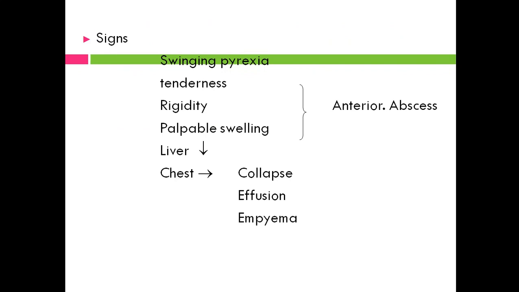The signs include running fever, swinging temperature, tenderness, guarding and rigidity, and a palpable swelling, usually seen in case of an anterior abscess. So the liver will be pushed down, and you examine the chest, you see a sympathetic effusion, collapse, or sometimes empyema.